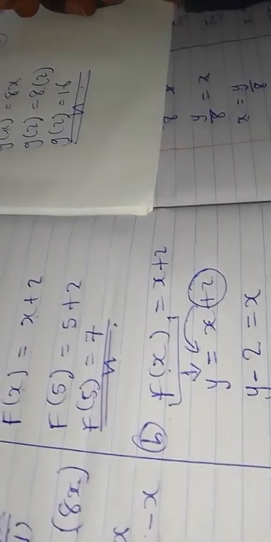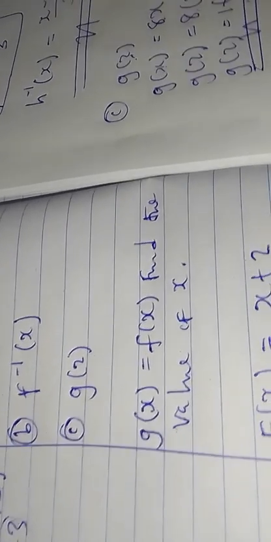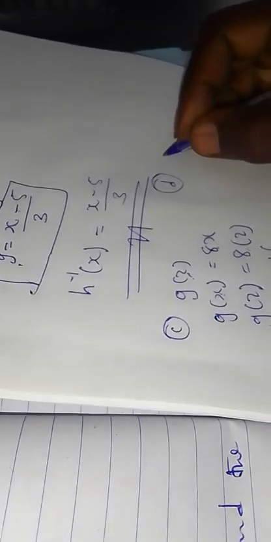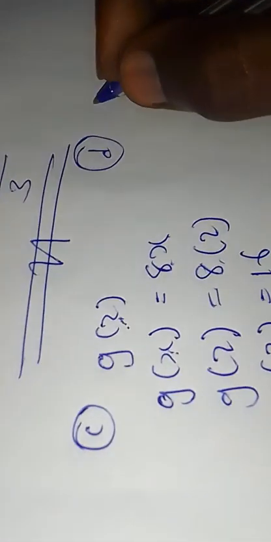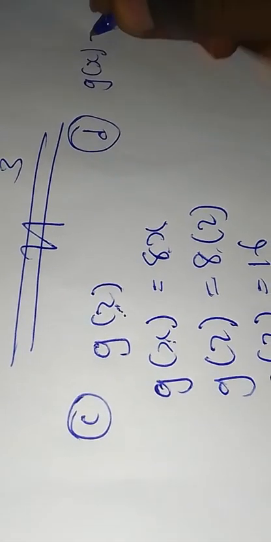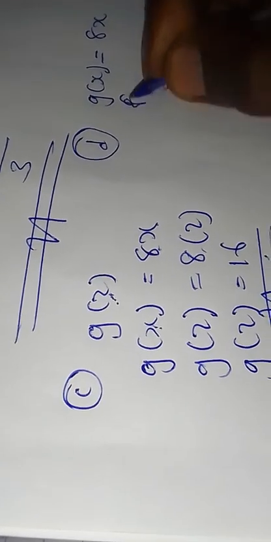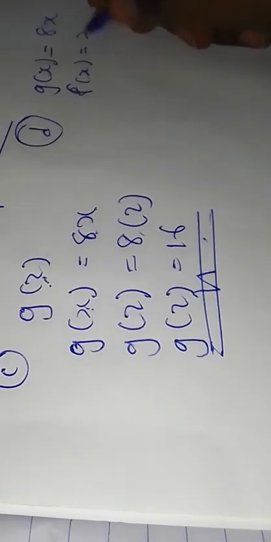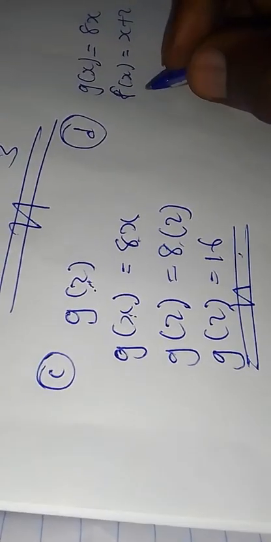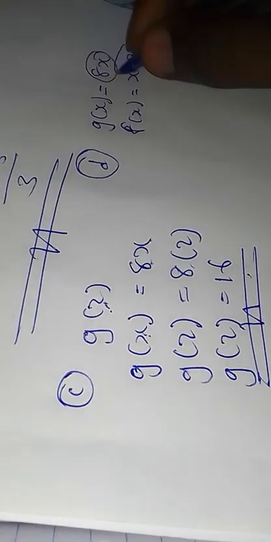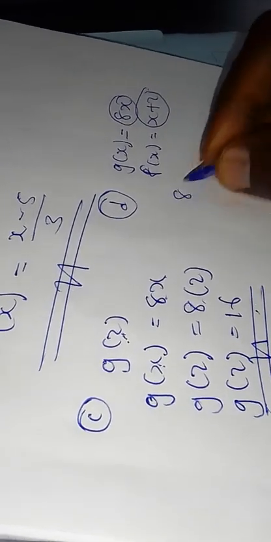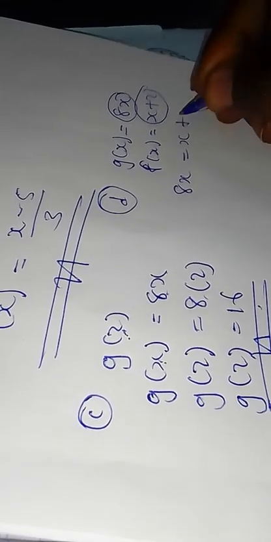As simple as that. Then D, the question D is asking us to find what? To find the value of x if g of x is equal to f of x. Now g of x is what? g(x) is equal to 8x. Okay, then f of x is equal to x plus 2. So what does it mean? So you are going to get this one and equate to this one. So we are going to say 8x is equal to x plus 2.